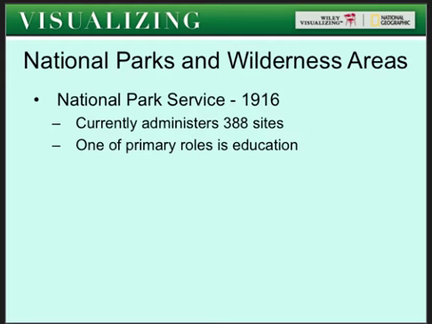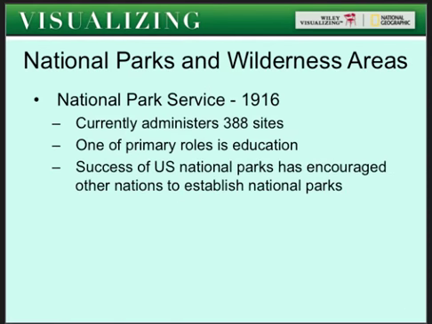They promote awareness of the natural environment, the management of natural resources, and they provide the history of the national park system. The success of the U.S. national park system has encouraged other nations to establish national parks as well. There are 3,500 national parks now in 100 different countries.